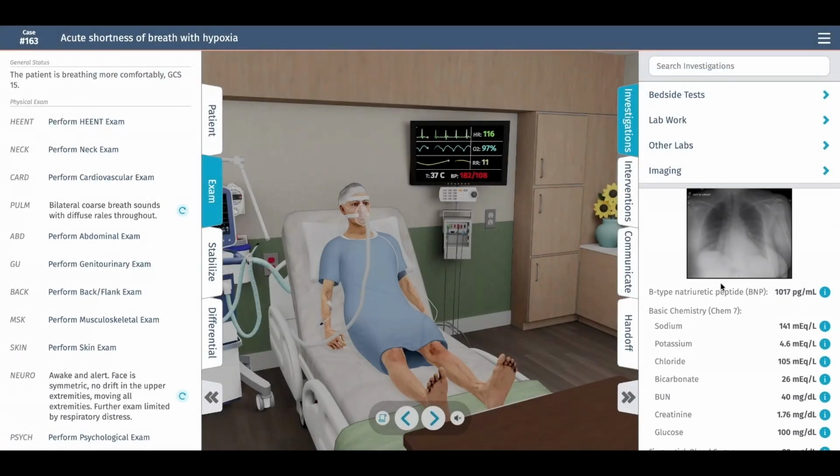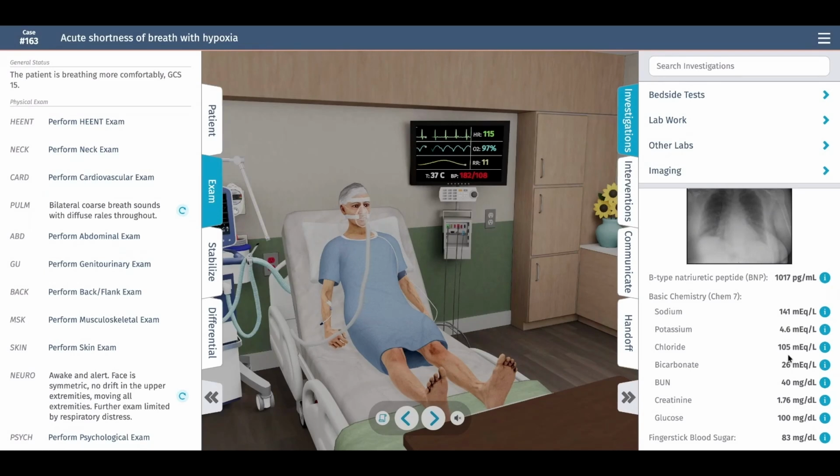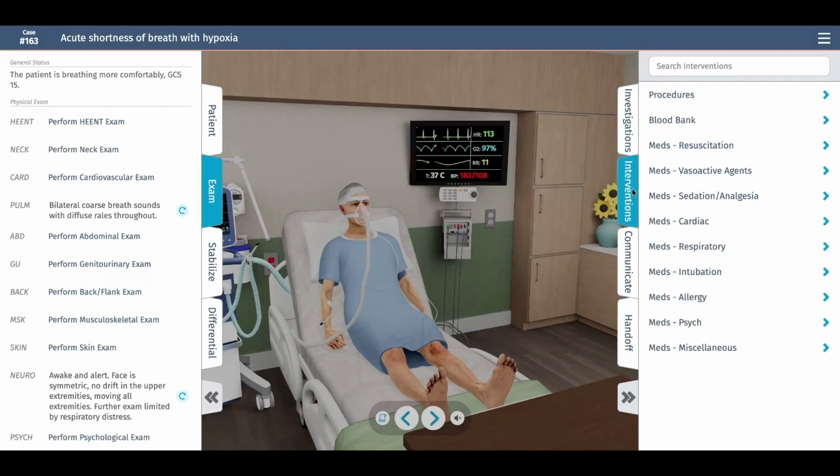So we do have a markedly elevated BNP. Not crazy high, it's just 1,017, but high. Chemistry: sodium good, potassium okay, chloride fine, bicarb 26, cool, BUN 40, creatinine 1.76, glucose 100, finger stick blood glucose is okay. So, all right, we're hypertensive. So we're dealing with, she has an acute kidney injury.